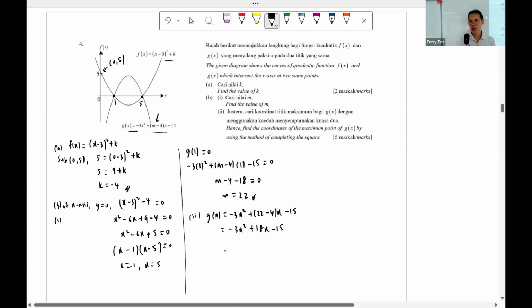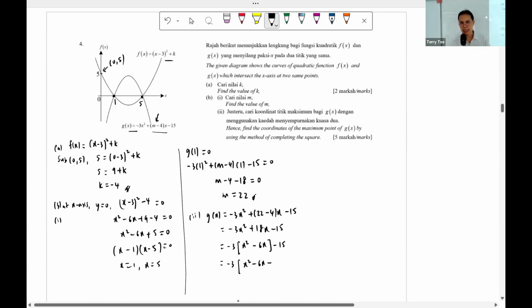Okay? Remember, before you complete the square, you need to make sure the coefficient of x squared is 1. If it's not 1, we have to factorize it. We take out -3, left with x squared. 18 divided by -3 is -6. Keep the 15 outside. Next, I'm going to take half of -6.